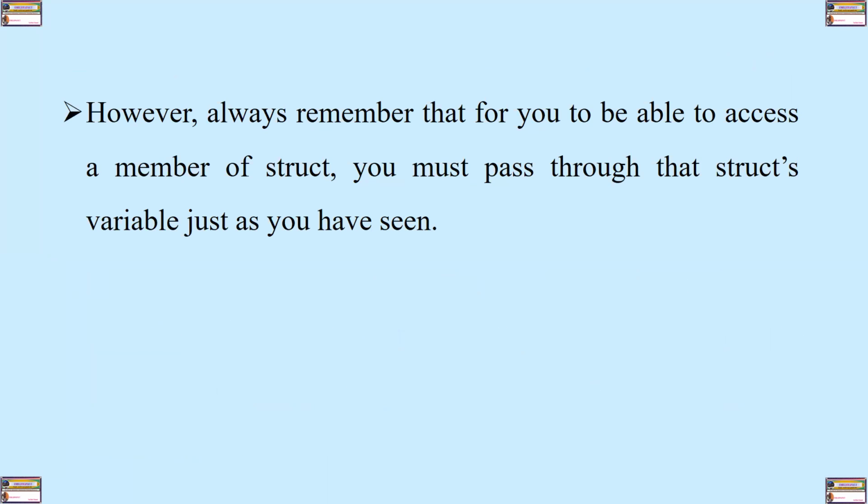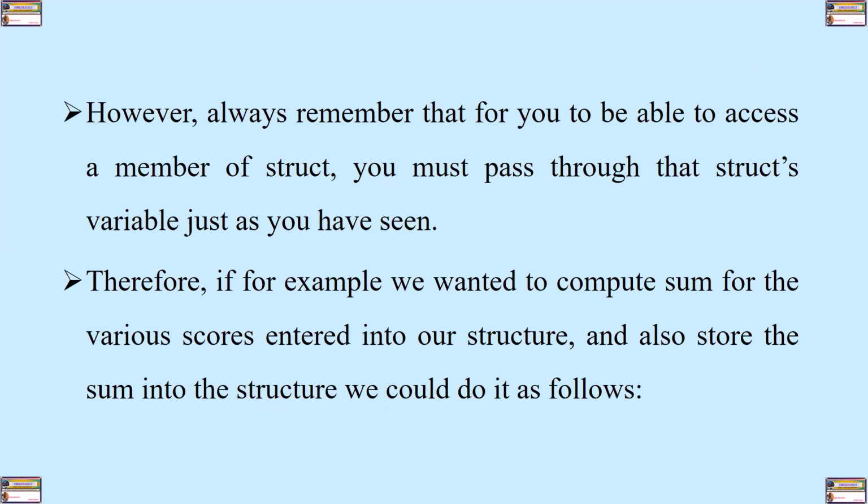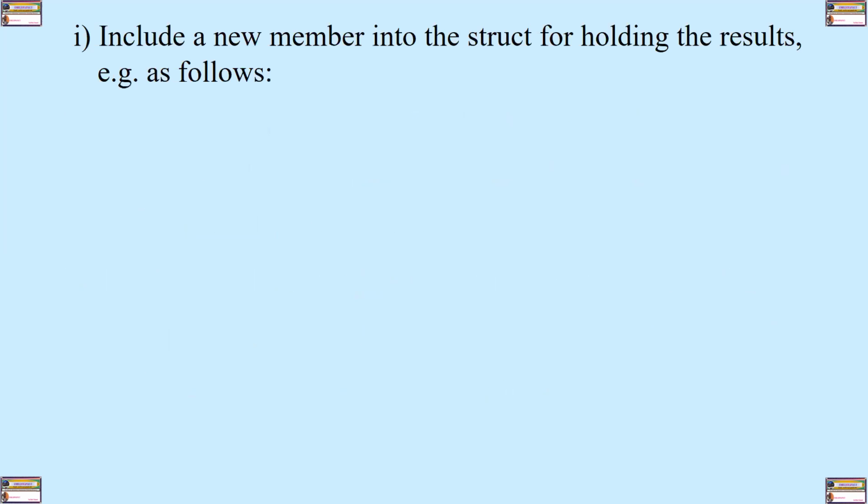However, always remember that for you to be able to access a member of a struct, you must pass through that struct variable, just as you have seen. Therefore, if, for example, we wanted to compute the sum for the various scores that we have entered into our structure and also store the sum into the structure itself, we could do it as follows. So the first thing is to include a new member in the struct for holding the results.